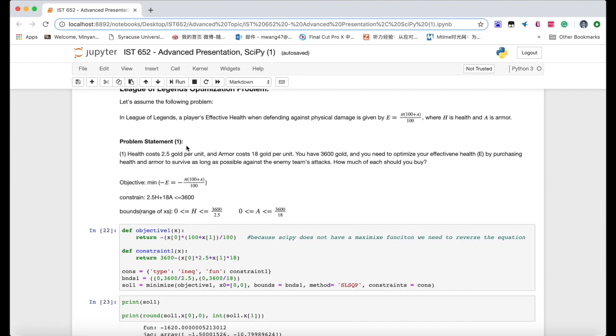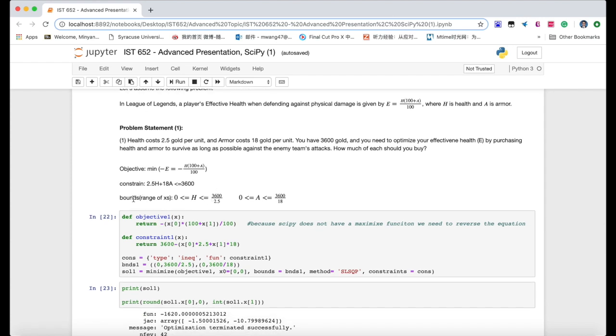To solve this optimization problem with Scipy, we need to first identify some elements of the function. The optimization objective is that we want to maximize the effective health, but Scipy only has a minimize function. We can convert the maximization to minimizing the negative effective health by just putting a negative sign in front of the equation. And the constraint is that we cannot spend more than 3600 gold on health and armor.